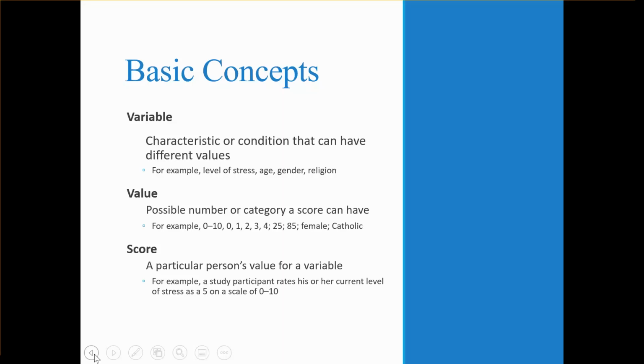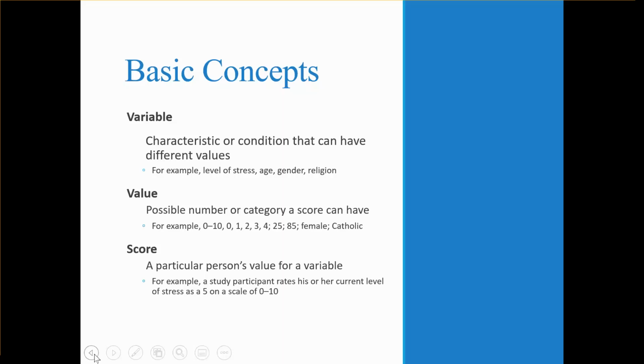Now, those ages would be their values. So the possible number or category that a score can have is the value. Most often they're numbers when we're talking about numerical values, but sometimes the values are categories. So for gender, the values are male, female, and then there are others. For religion, it could be Catholic, Christian, Buddhist, Methodist, lots of different values there. So value is the possible number or category that a score can have.